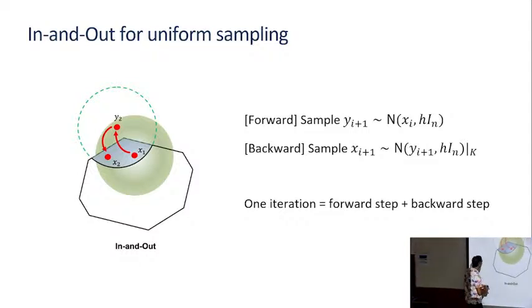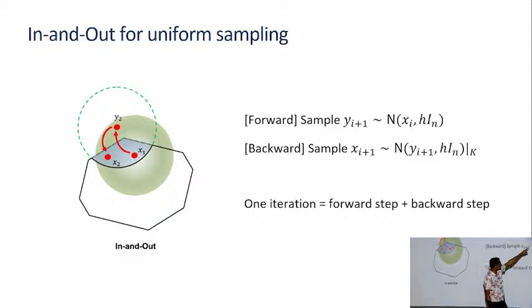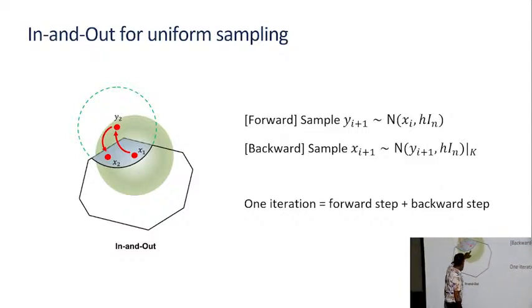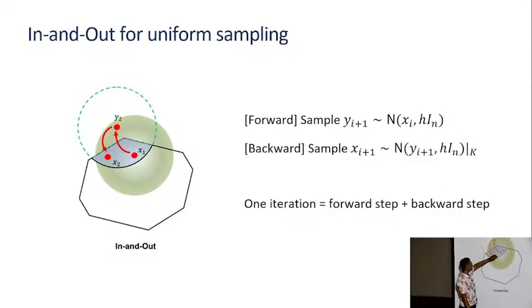So this is your convex body. You want to sample uniformly. Let's say you're at the current point x1. Each iteration is broken into two parts: a forward step and a backward step. The forward step is just a Gaussian. At a point x, you pick a random point from a Gaussian of variance h, to be fixed. Of course, depending on where you are, it's quite possible that you'll step outside in one step.